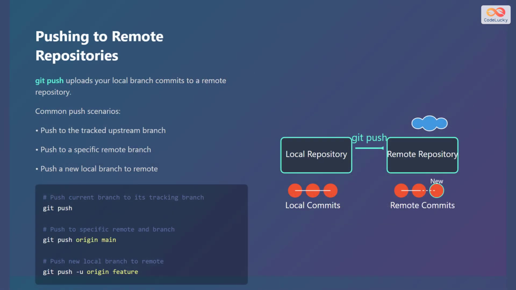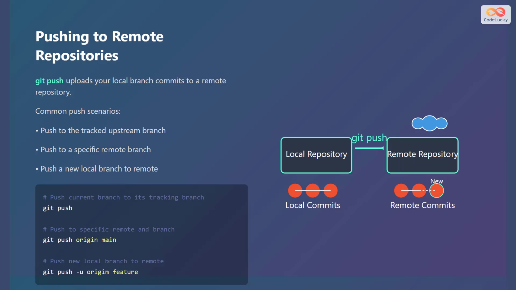The git push command uploads your local branch commits to a remote repository. Here are a few common push scenarios. To push the current branch to its tracking branch, simply use the git push command. To push to a specific remote and branch, use the command git push origin main. Replace main with the name of the branch you want to push to.